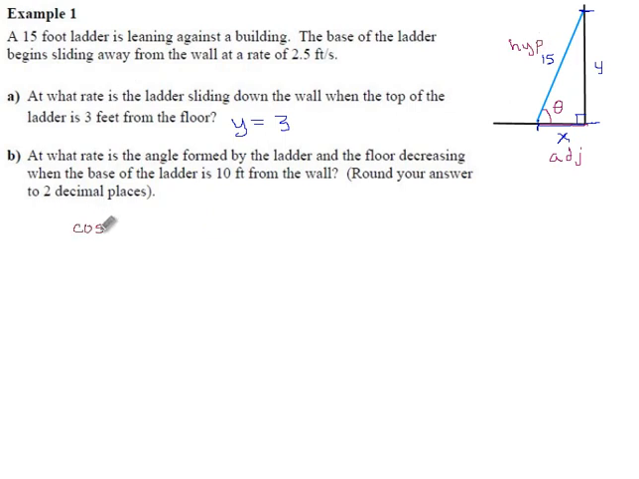So we can say cosine theta equals adjacent over hypotenuse, which means it's x over 15. Or if you want to write 1/15 x, we'll go with x over 15, that's okay. Or if you want to say this, that would also work.